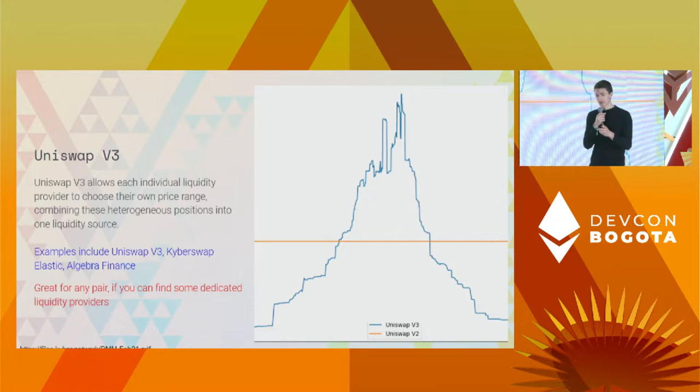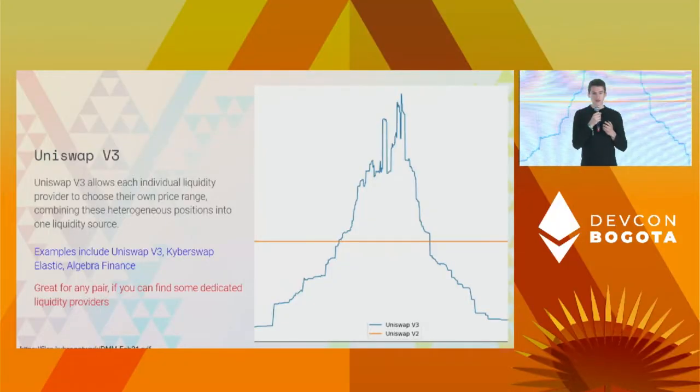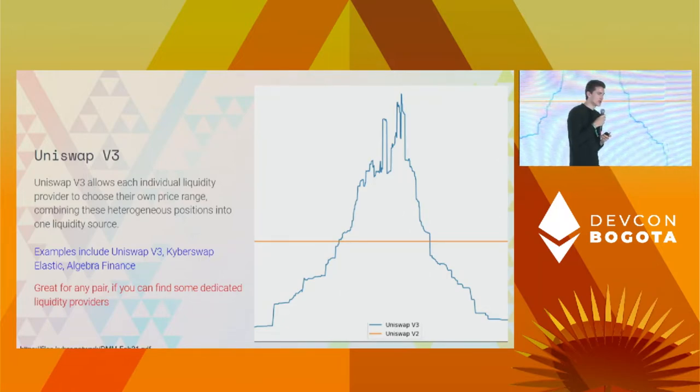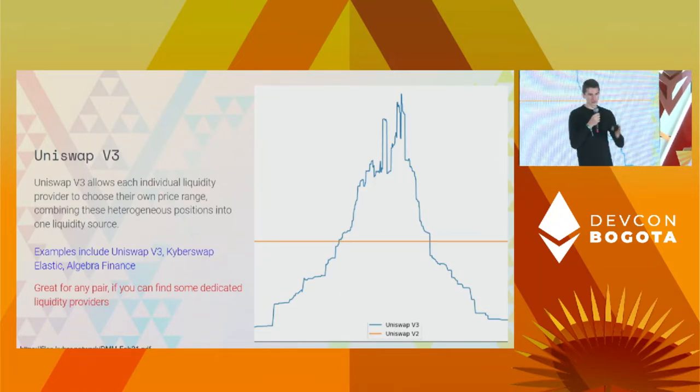Now, there is not a trading function for this one, as you probably noticed. It's hard to appreciate the complexity that Uniswap V3 can provide with a trading function. Instead, what you're seeing is a liquidity graph. On the x-axis is essentially the price, and on the y-axis is the liquidity at any given point, which is essentially how flat the trading function is there.